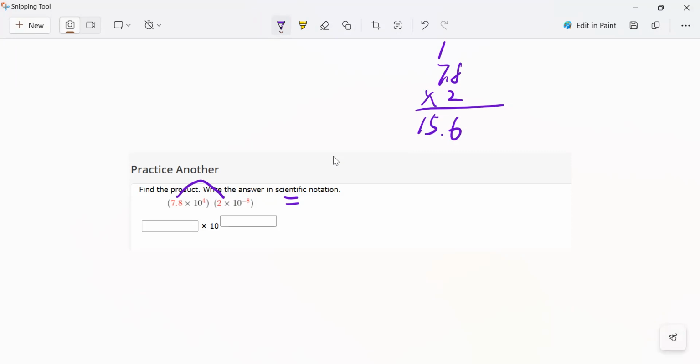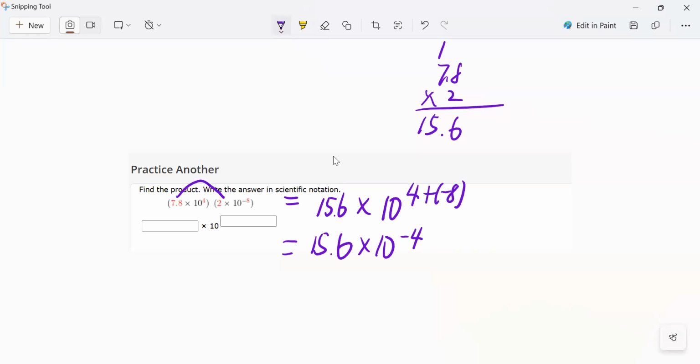Bring down the decimal point. So it's 15.6. For the exponent, keep the base. We add 4 and negative 8. So we get 15.6 times 10 to the 4 minus 8, plus 4 and minus 8, that is negative 4. Now it's not done yet. We still have to convert it a little bit. Here we have a number bigger than 10, so this is not a scientific notation yet.